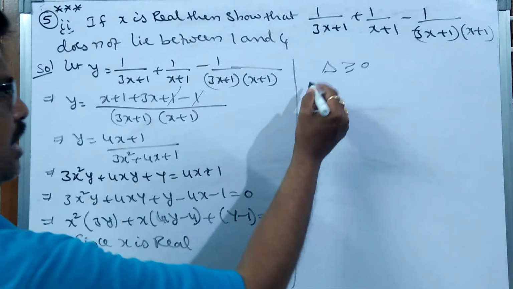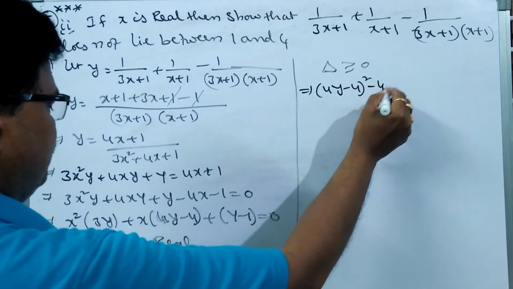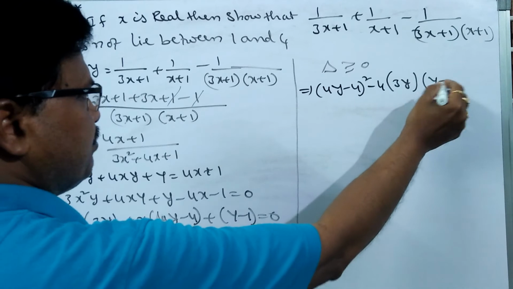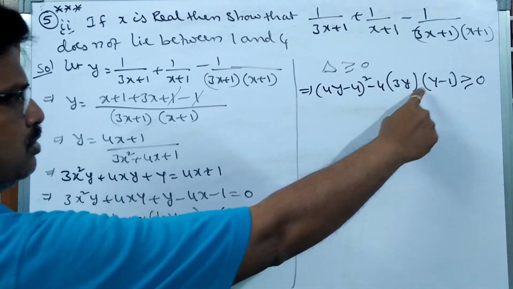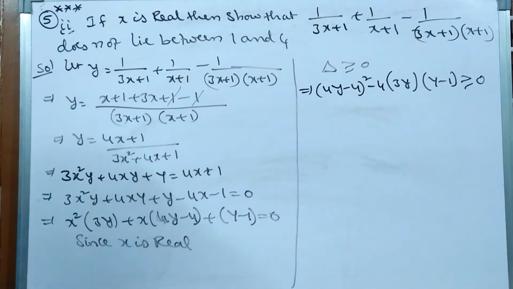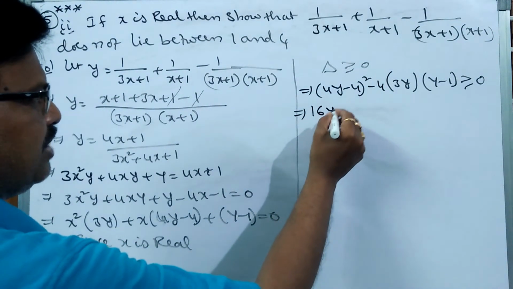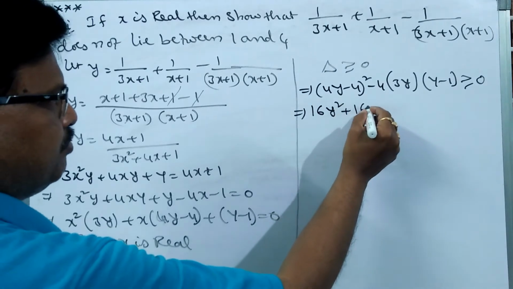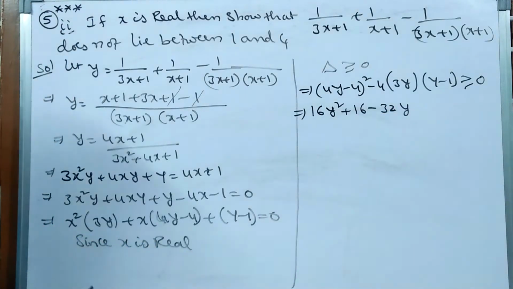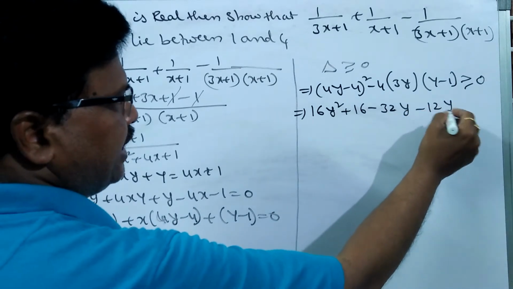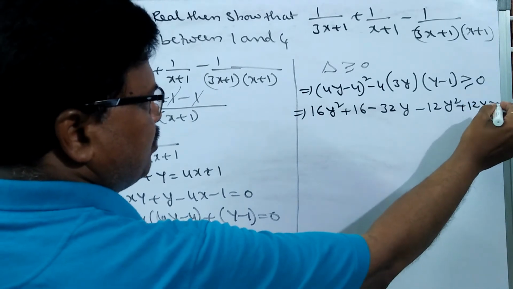So that's why you have to apply b square minus 4ac. Here, 4y minus 4 whole square minus 4 into 3y into y minus 1 greater than or equal to 0. Let us expand this. What are we going to get? 4y whole square is 16y square plus 16 minus 2 into 4 into 4, that is 32y, minus 12y square, 4 into 3y is 12y, minus into minus gives plus 12y, greater than or equal to 0.